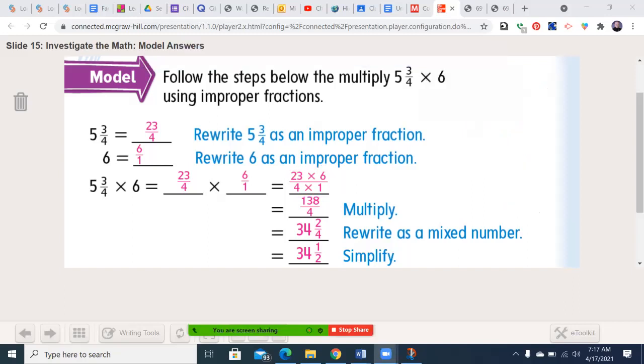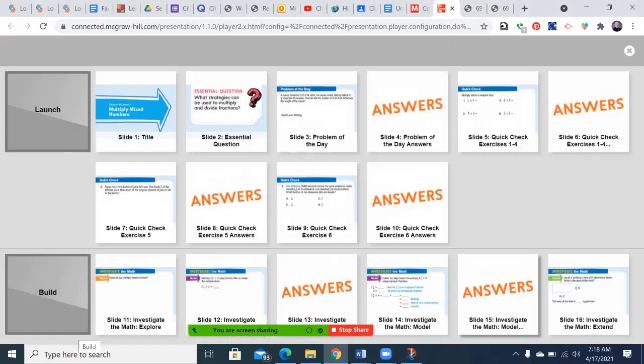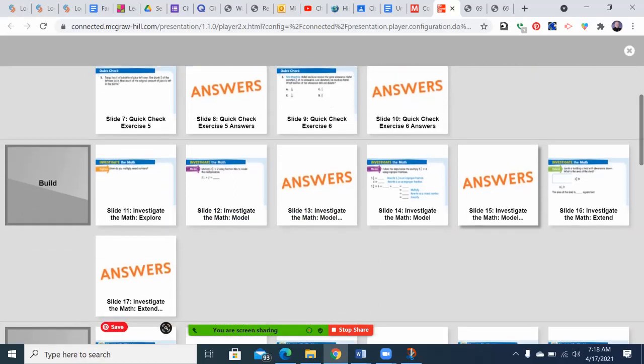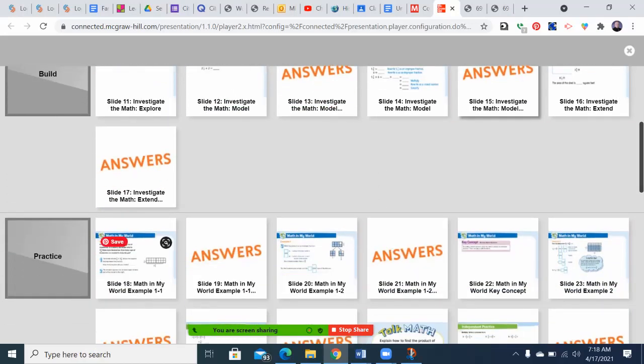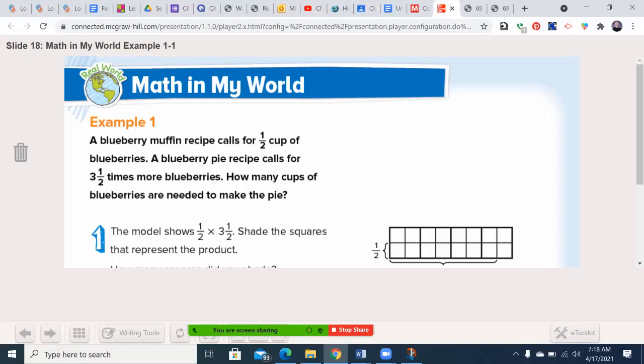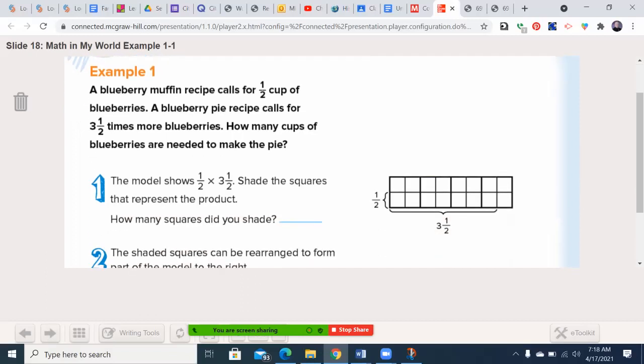All right, let's get into the book. You're going to want to open your book to page 745. If you don't have your book, you should pause the video and get it.